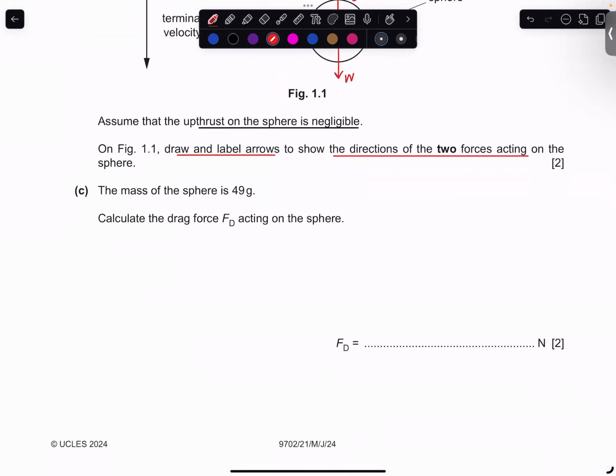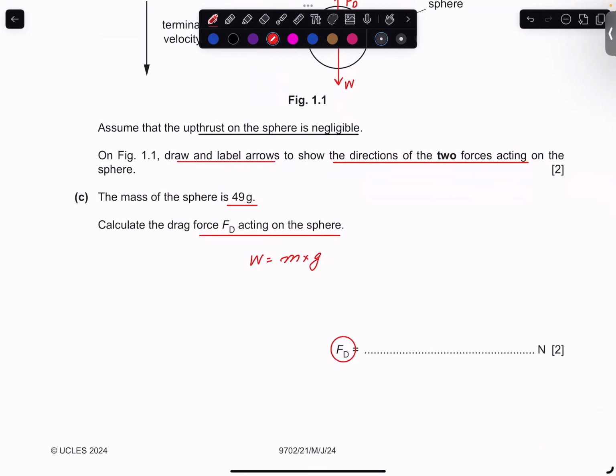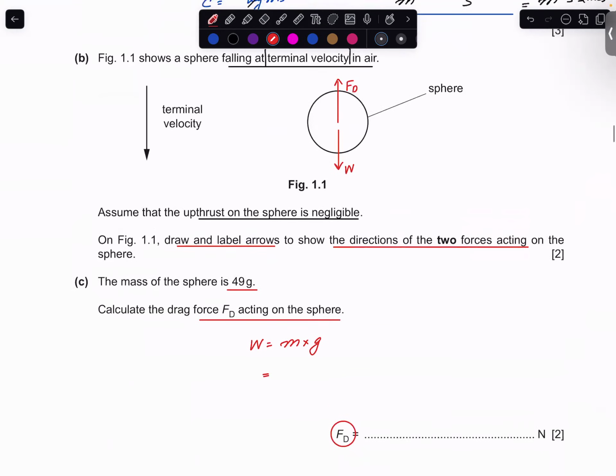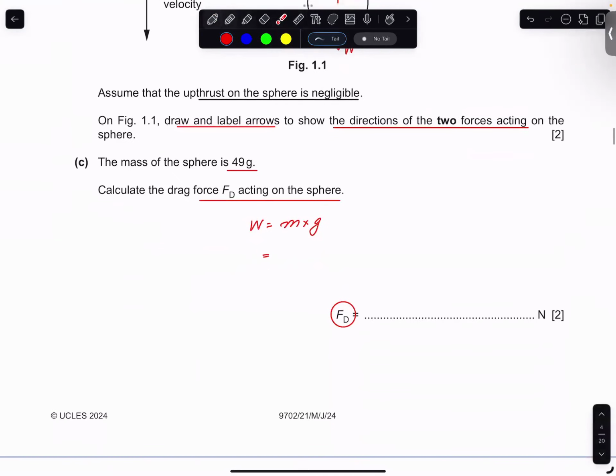So that's the reason the body is moving with terminal velocity. So, part C: the mass of the sphere is 49 gram. Calculate the drag force acting on the sphere. To find the drag force, this is very simple. W is equal to mass multiplied by gravity, W = mg. The reason is that drag and weight are both equal because the object is moving at terminal velocity.